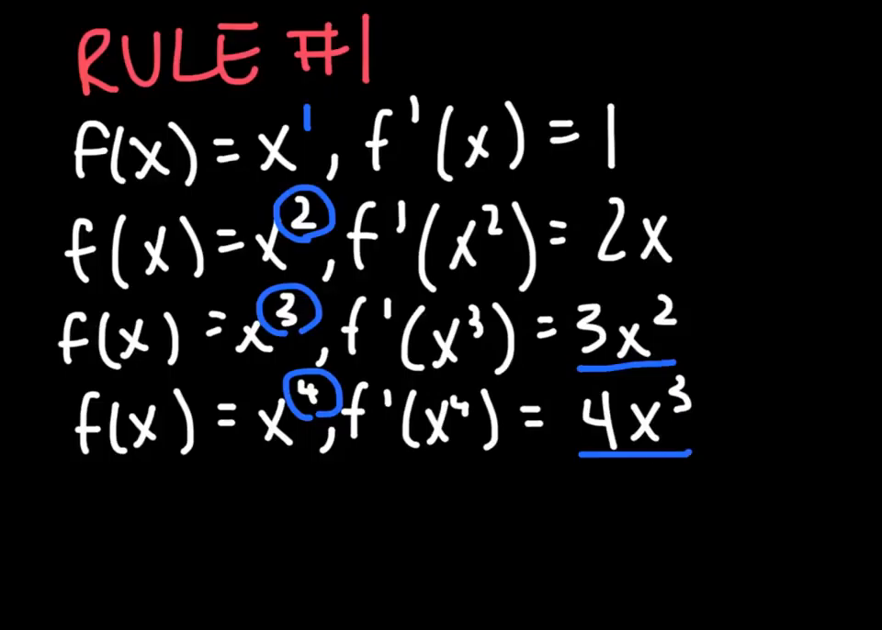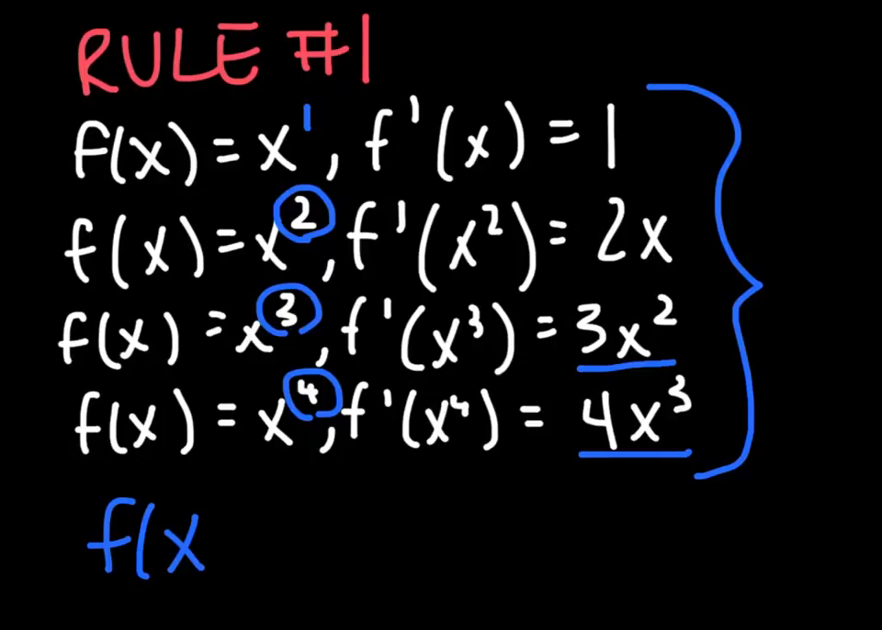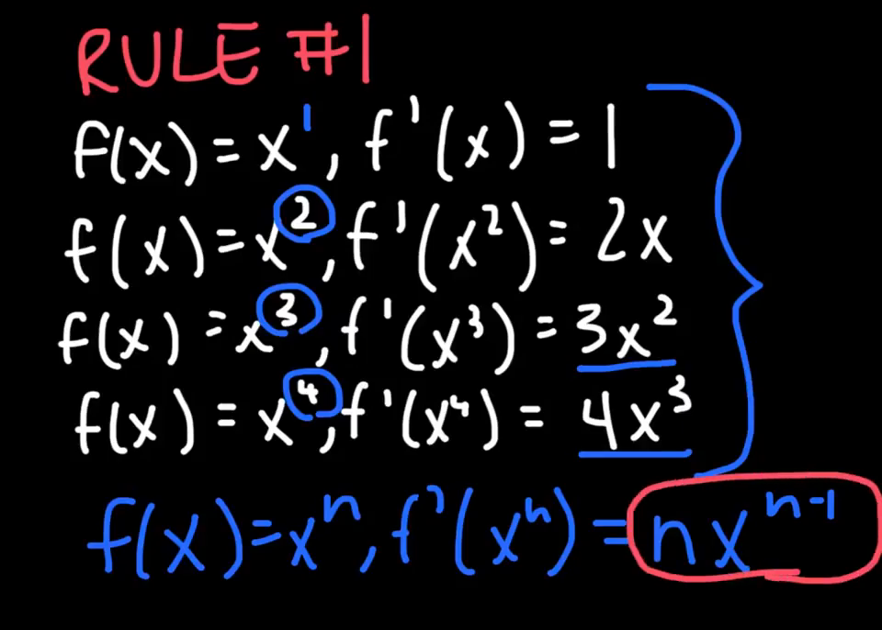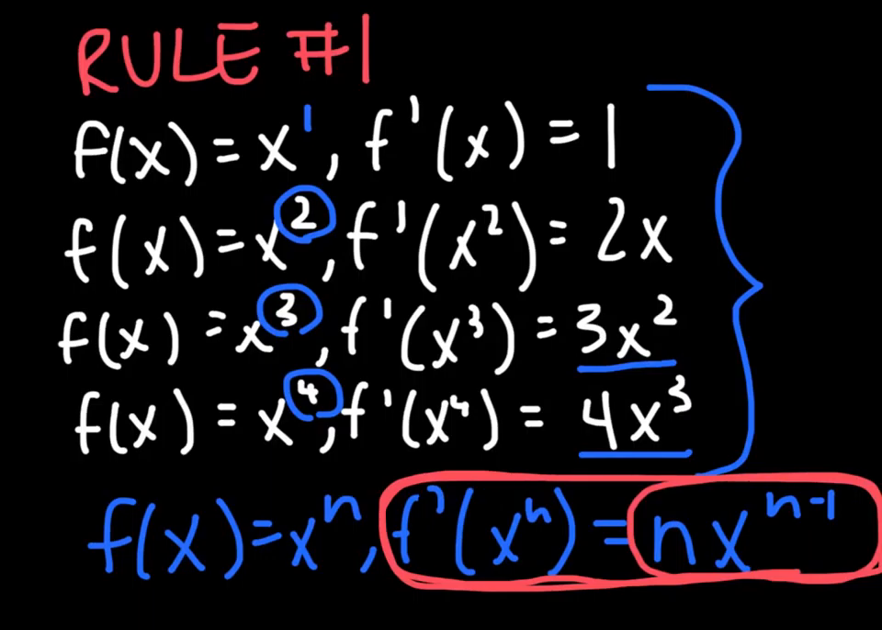And so when you look at all of these derivatives, you can see this pattern: when f of x equals x to the n, f prime of x equals n times x to the n minus 1 power. So this is rule number 1. Okay, so let's see examples of this rule.